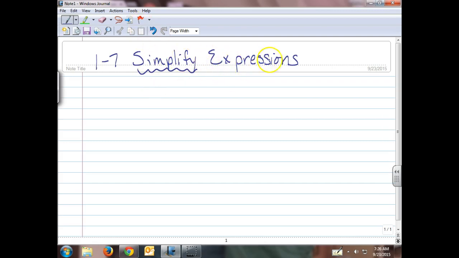Remember, expressions don't have an equal sign, so there's nothing to solve. Solving means we get a variable by itself by doing opposite operations on both sides. Simplifying expressions is just cleaning it up, making it look as simple as possible.